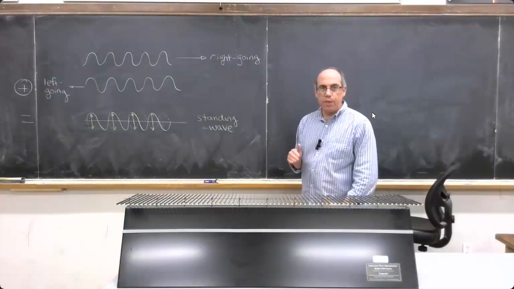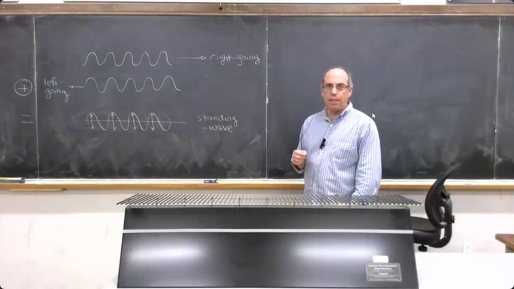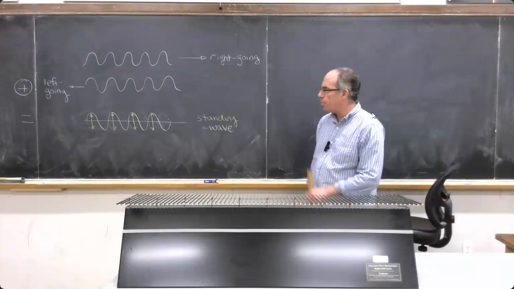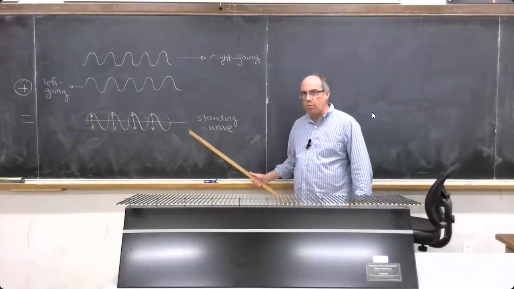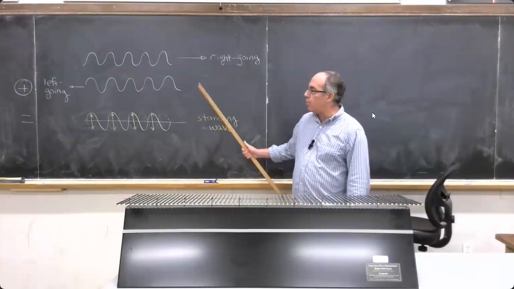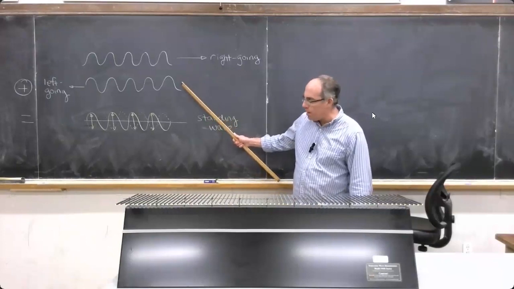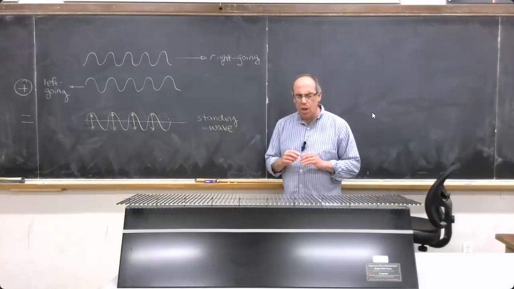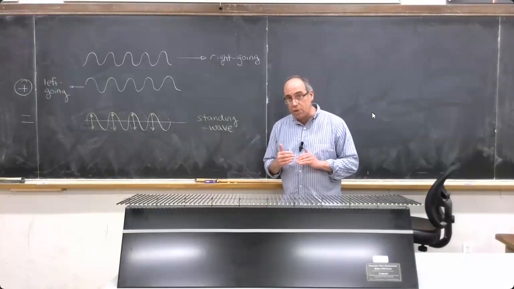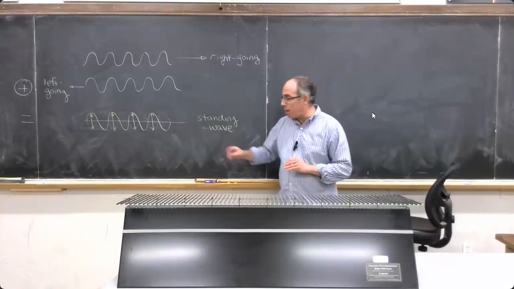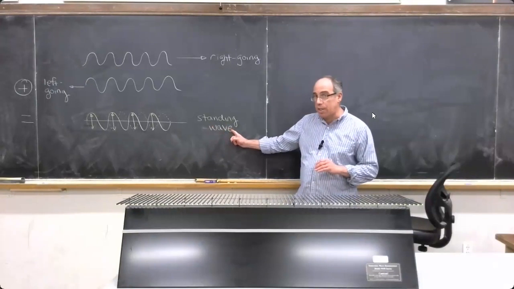In the previous video, I introduced you to the idea of a standing wave. A standing wave results when we have interference between a right propagating wave and a left propagating wave. When the right propagating wave and the left propagating wave overlap and interfere with each other, they combine to make what's called a standing wave.